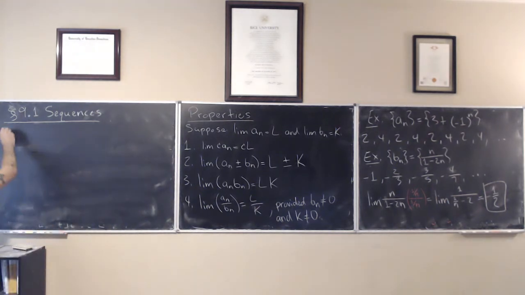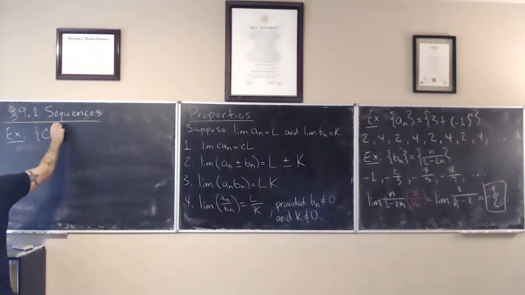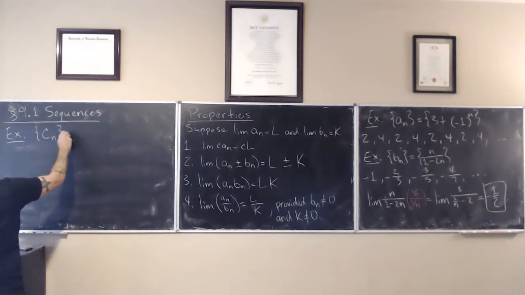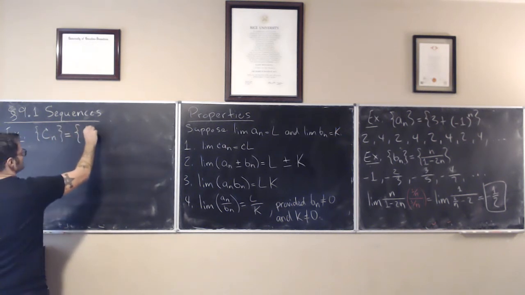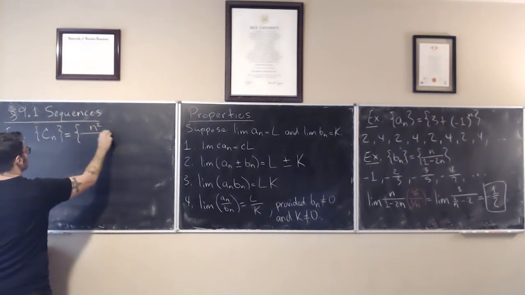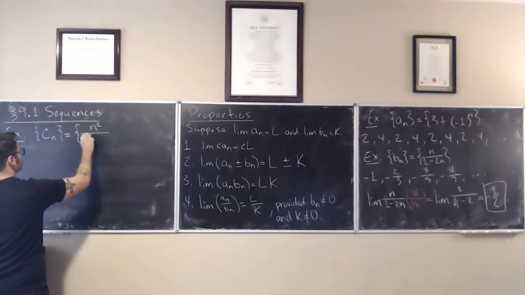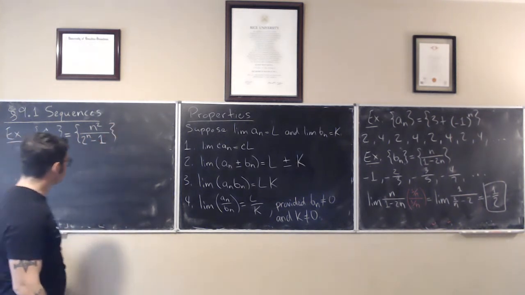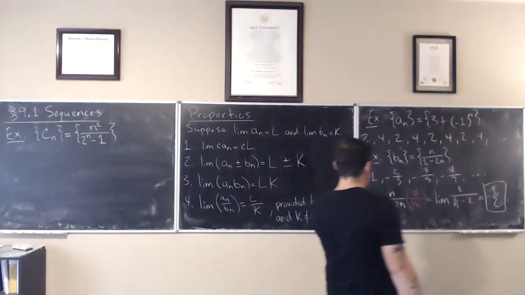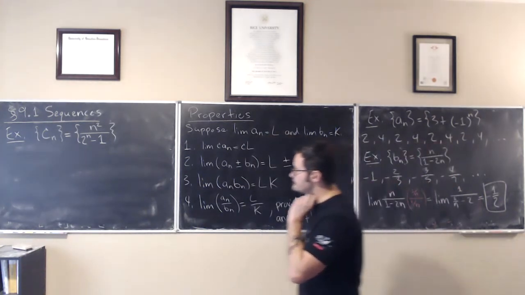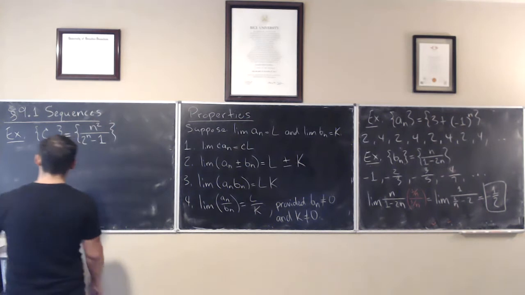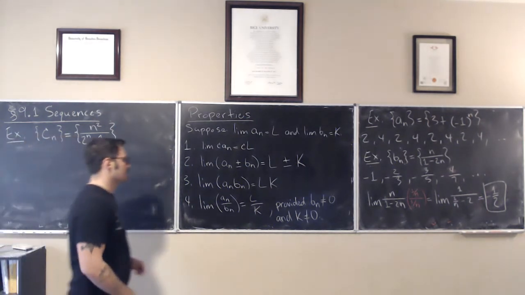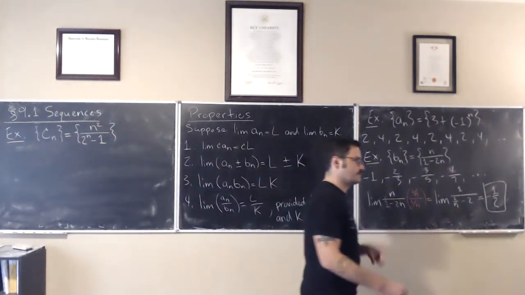Let's look at another example. So we have c sub n equals, what is it, n squared over 2 to the power n minus 1. Okay, so right away, before we even start writing up the terms of the sequence, what do you think? Do you think that this is going to converge or not?